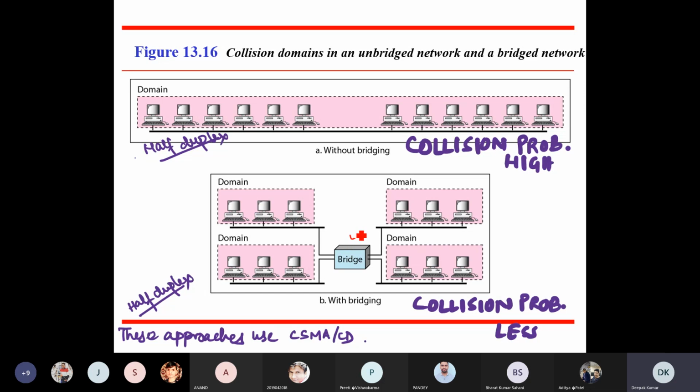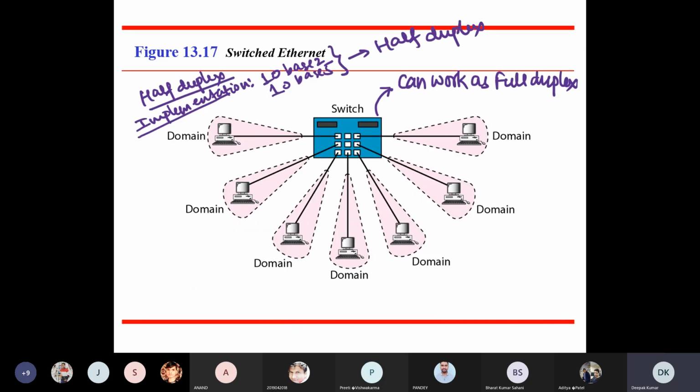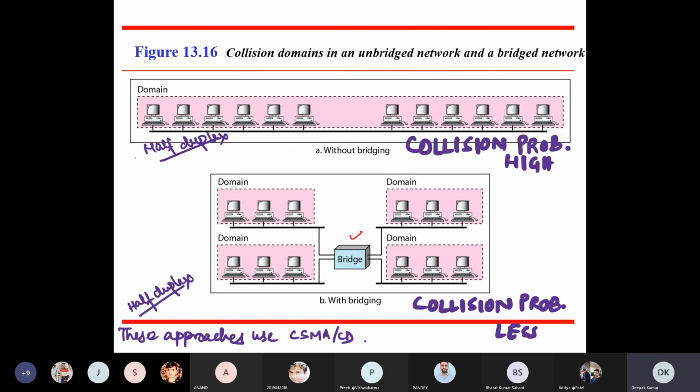This is the bridge only. See in this diagram what I was discussing. See here 6 and 6, a total of 12 nodes connected through a single cable. In this case, since a single cable is present, only half duplex communication is possible through this type of connection. And collision probability will be high because a larger number of nodes are connected through a single medium.